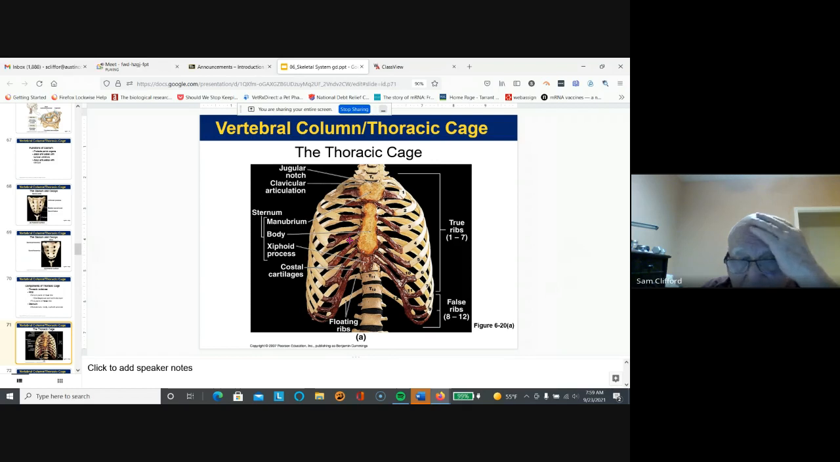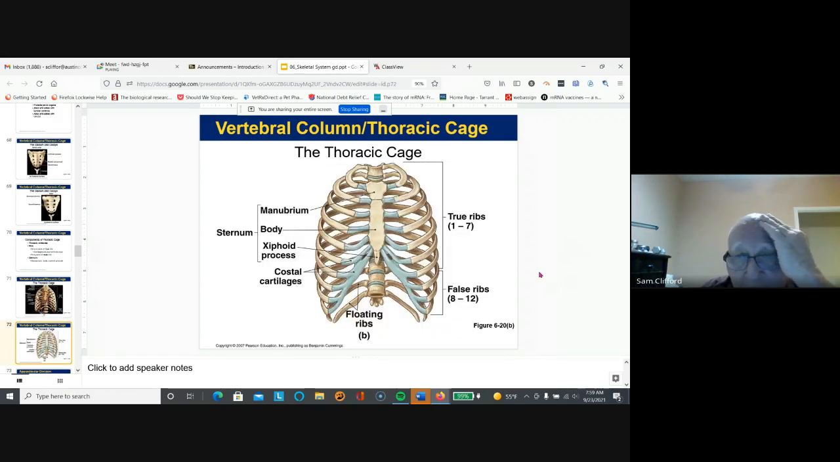We're not going to worry about the fine structure of ribs. Here's another view of that as an image. You should know manubrium, body, xiphoid process, costal cartilages. See the true ribs are attached directly to the sternum. The false ribs have this one attachment, but they're not directly attached as are the true ribs. You have also floating ribs. Okay.